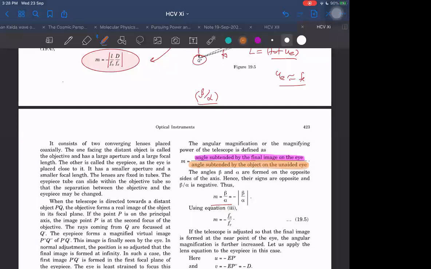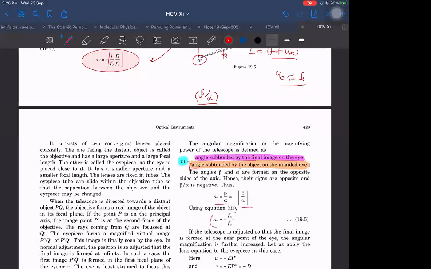Although you may think that was the same for the compound microscope also, it was slightly different. The reason is, in the compound microscope, we should say the maximum possible angle subtended by the object on the unaided eye. Here, the angle subtended by the moon will be just equal to alpha. Anyway, m is equal to beta by alpha.